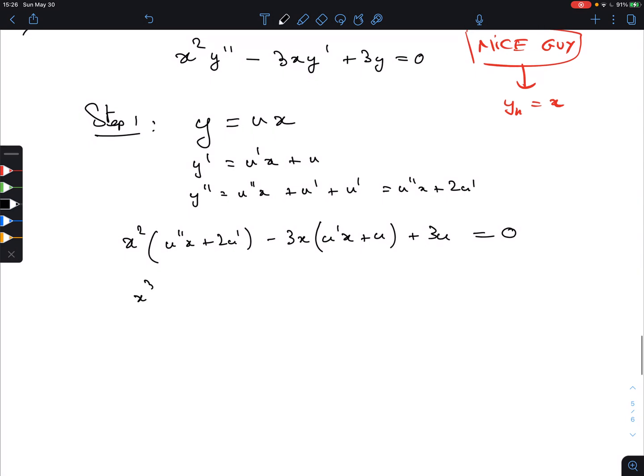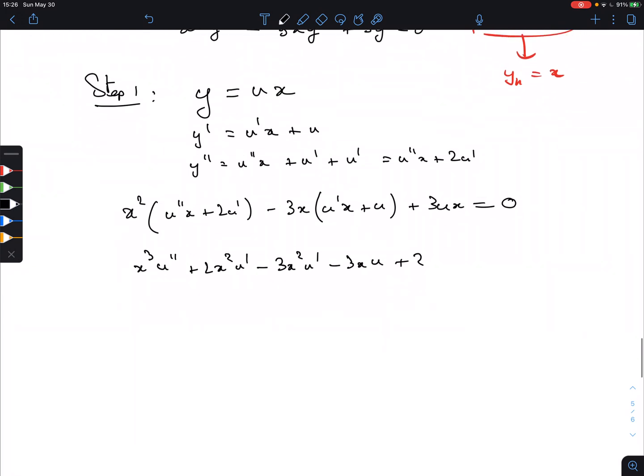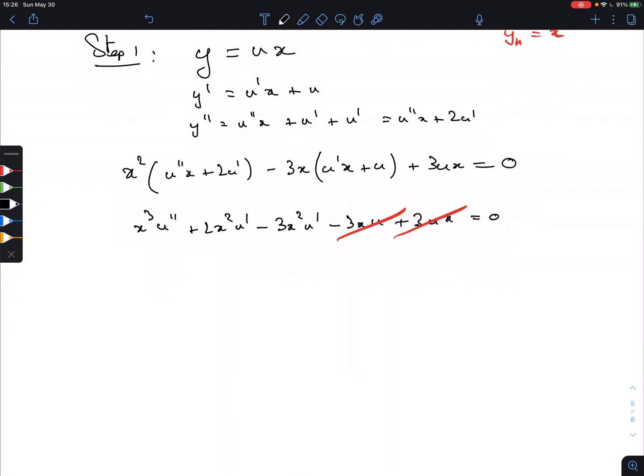So what we get, we have an x cubed u double prime. We have a plus 2x squared u prime minus 3x squared u prime minus 3xu plus, wait. Sorry, I forgot a capital ux here. Plus 3ux is 0. Why did I hesitate? Because it has to cancel. Remember, there's supposed to be no u in there. Okay, now we're there. Combining these things, okay, be very careful. Am I right now? Now I'm right. Okay, x cubed u double prime equals 0.